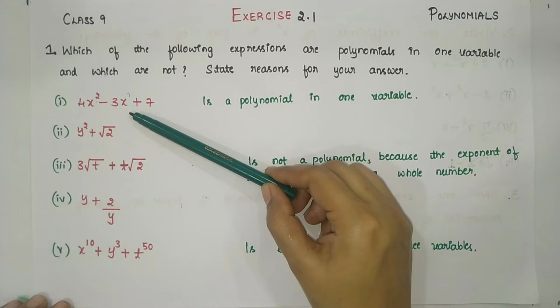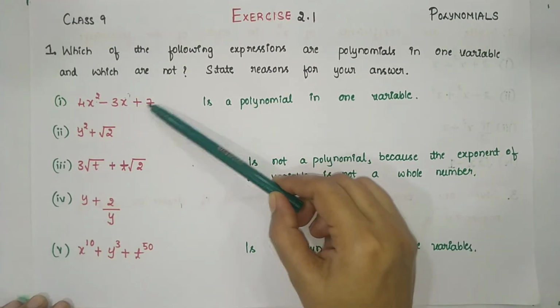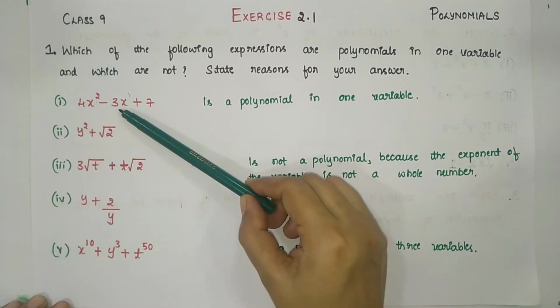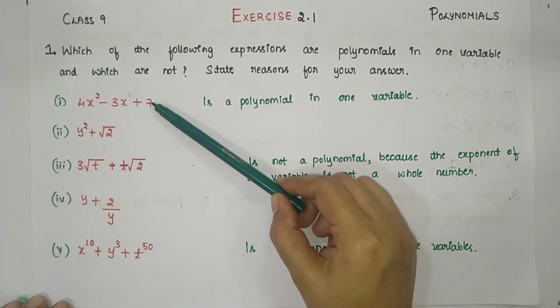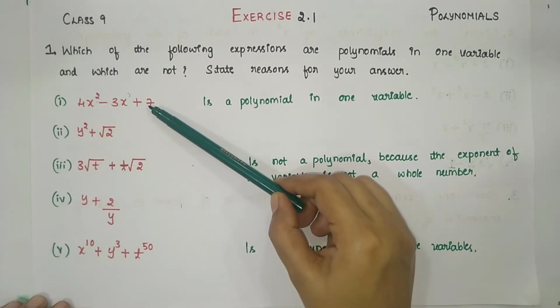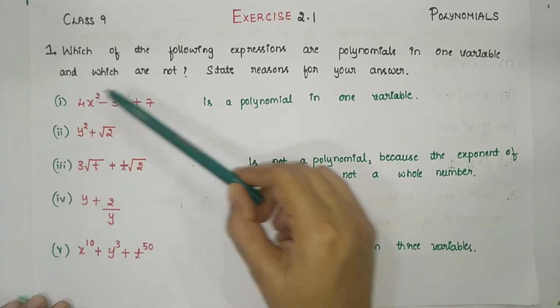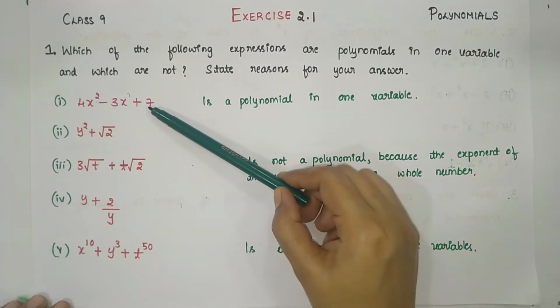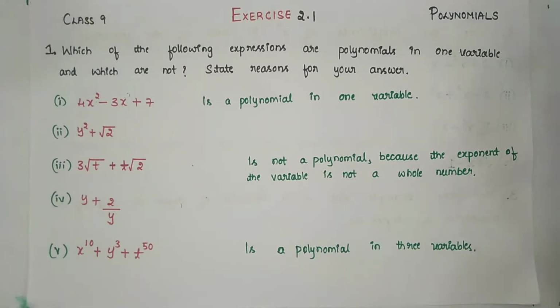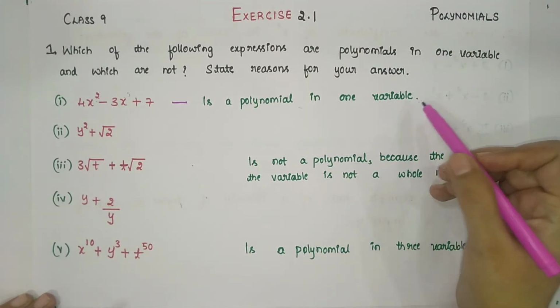Let us take the first question. It is 4x square minus 3x plus 7. So as you can see, we have only one variable x. So it is an expression with one variable. Now let us see whether it is a polynomial or not. We have x power 1 and x power 2. 1 and 2, the powers both are whole numbers. So we can consider this expression as a polynomial. So you should write the reason as: it is a polynomial in one variable.